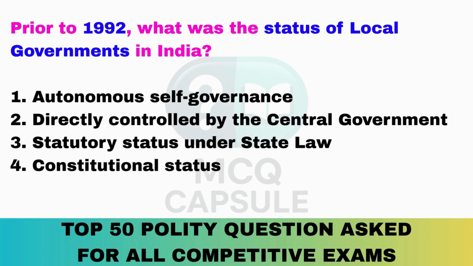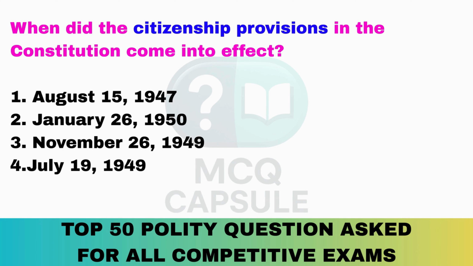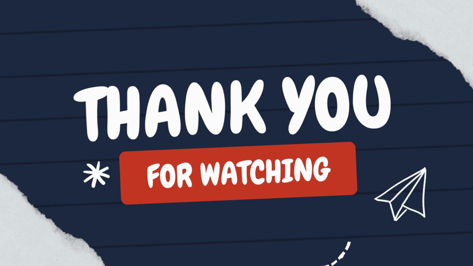Mayor. Prior to 1992, what was the status of local governments in India? Autonomous self-governance. When did the citizenship provisions in the Constitution come into effect? 26th November 1949.